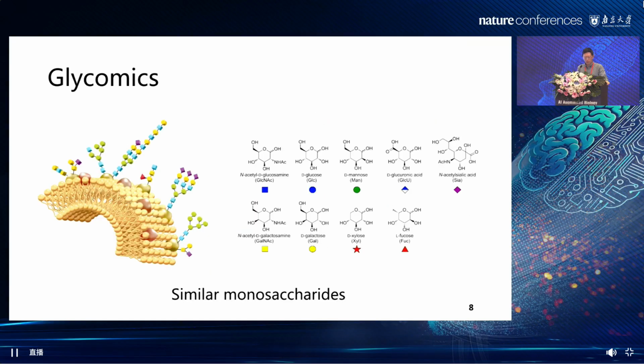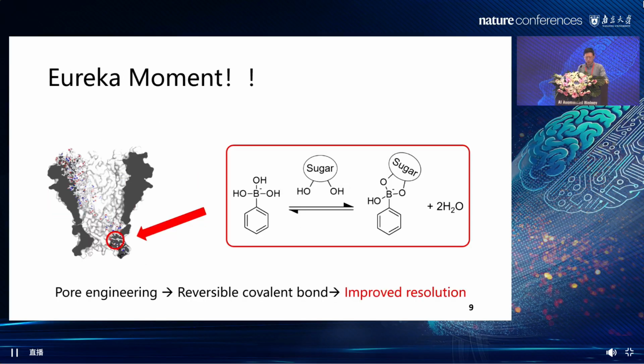And with that kind of resolution, we think we are ready to go to a more challenging problem, for example, glycomics. These monosaccharides look almost identical to each other, and their molecular weights are pretty much the same, so they are very difficult to discriminate. So what we want to do is specially engineer the pore so that one of the monomers is different from the other, so that you can guarantee the placement of a single chemical reactivity site.